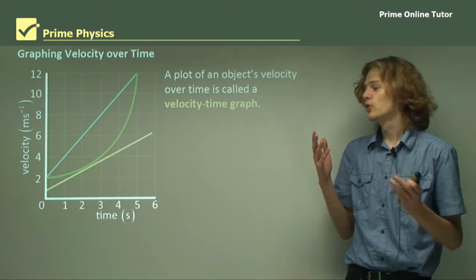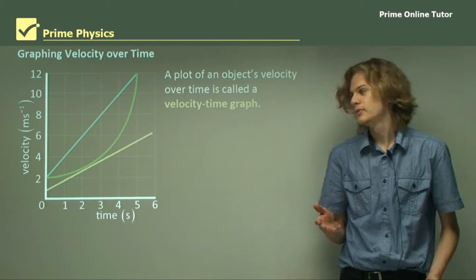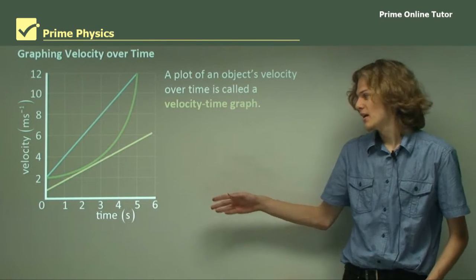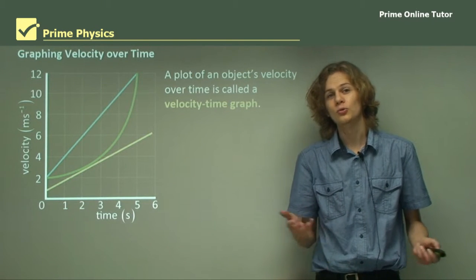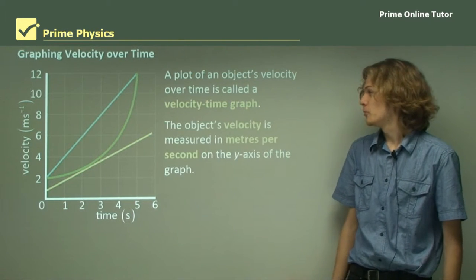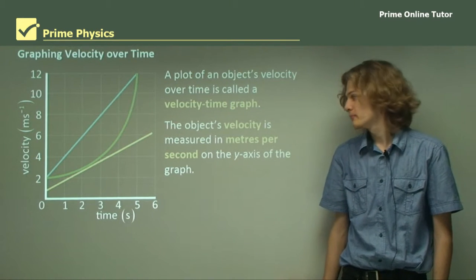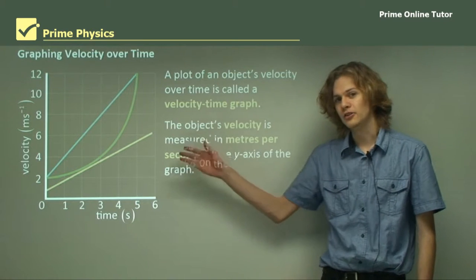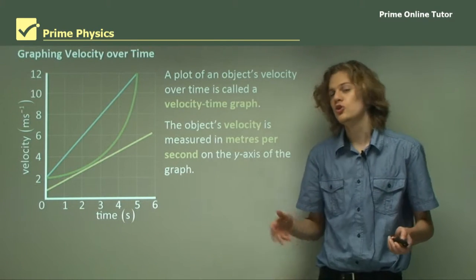Now, a plot of an object's velocity over time is called, as you might expect, a velocity-time graph. We can see one of those over here. As always, we have the time on the x-axis because it's the independent variable in all situations. The object's velocity is measured in meters per second on the y-axis of the graph. Because it's a vector, it's important that if the velocity's direction is not obvious, you should put it on the graph.